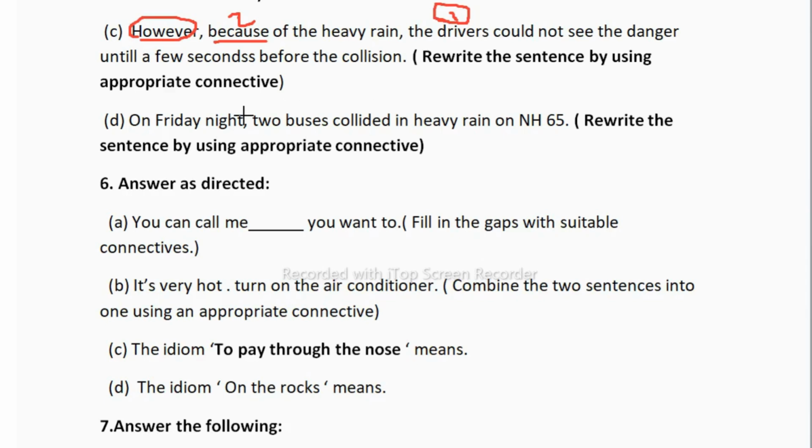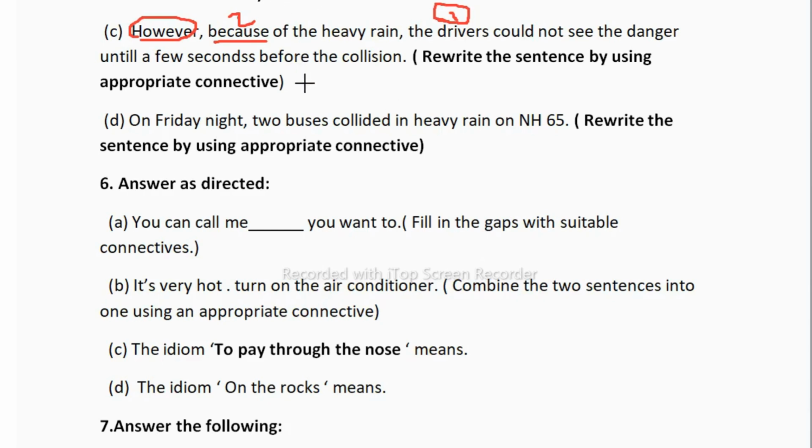Now this is your correct answer. Now let us see the D1. On Friday night, two buses collided in heavy rain on NH65. Now here you have to rewrite the sentence by using appropriate connective. So two buses collided on NH65 in heavy rain on Friday night. This is your correct answer. Two buses collided on NH65 in heavy rain on Friday night.